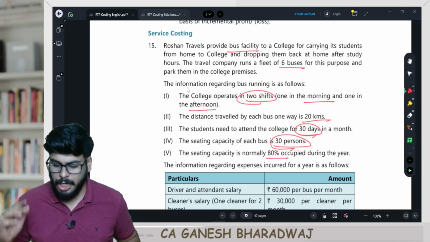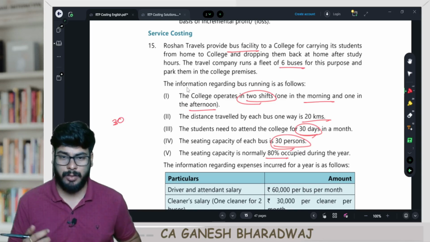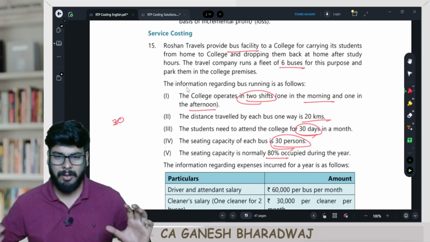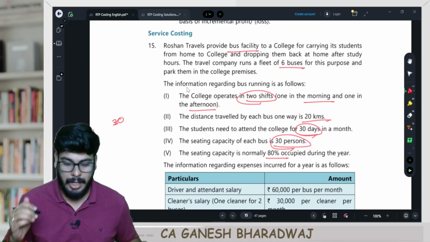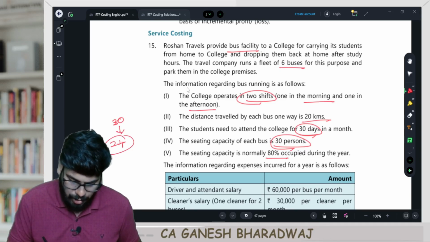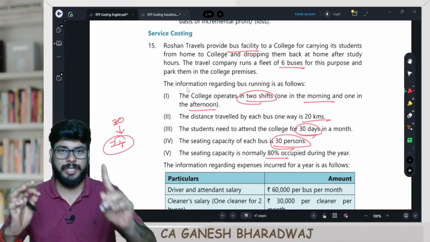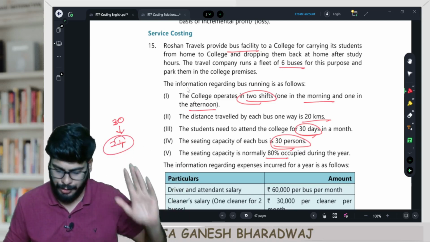80% is occupied throughout the year, which means what? The bus has a capacity of 30, carrying 30 students, right? And on an average at any given point of time, only 80% of the capacity is filled. So 30 into 0.8, ideally speaking, the bus only transports 24 students. One bus transports 24 students at a time. Are you clear with this?